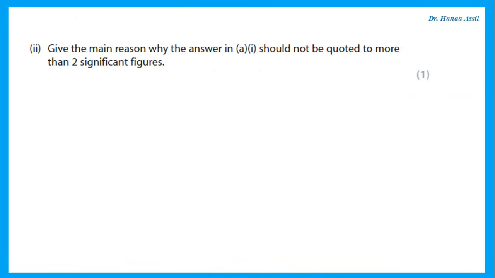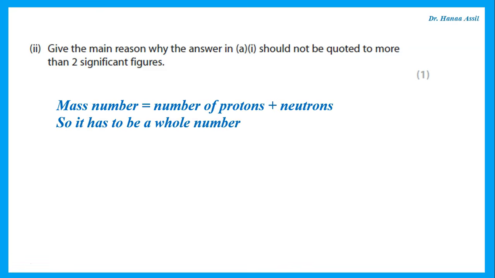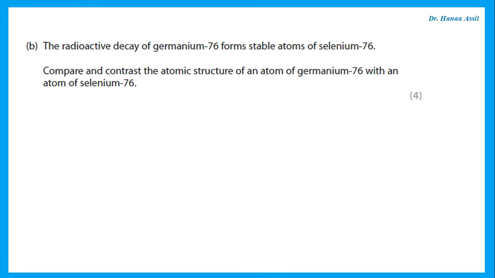Give the main reason why the answer should not be to more than 2 significant figures. I cannot say 51.5 something. So this is because, of course, the mass number is the total number of protons and neutrons, and these are whole numbers, so the mass number should be a whole number.